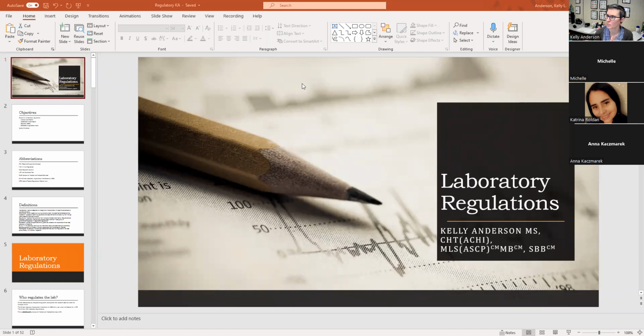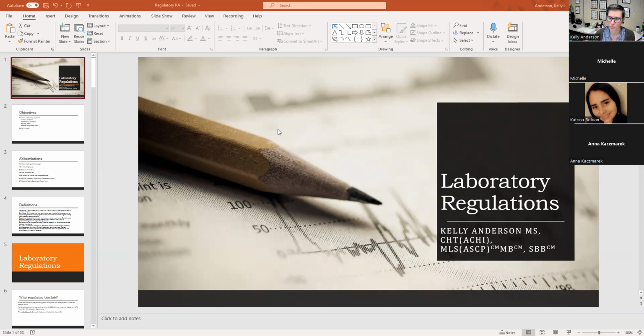So today we will be talking about regulations. We've noticed that when students graduate and then they come into the lab, it's not something that we're really discussing during school. So everyone's very confused about regulations.